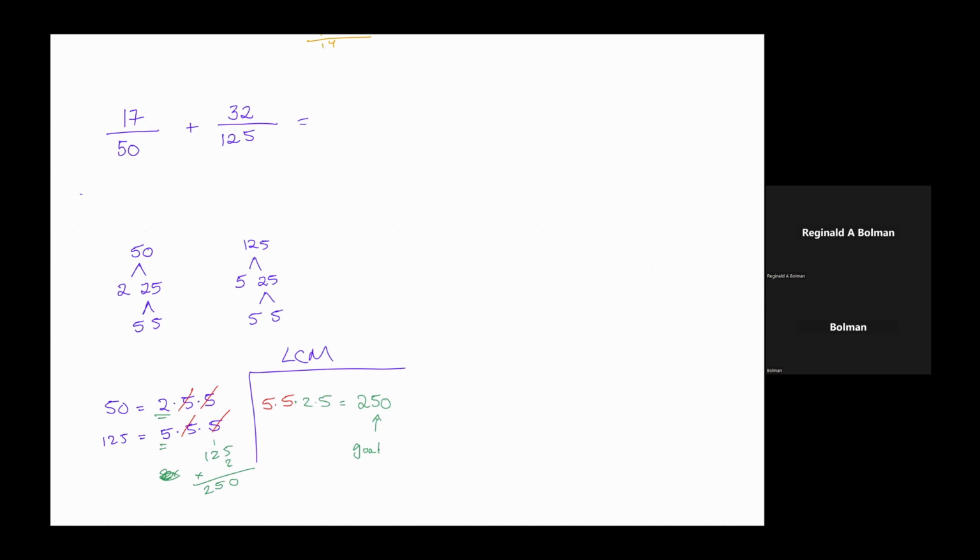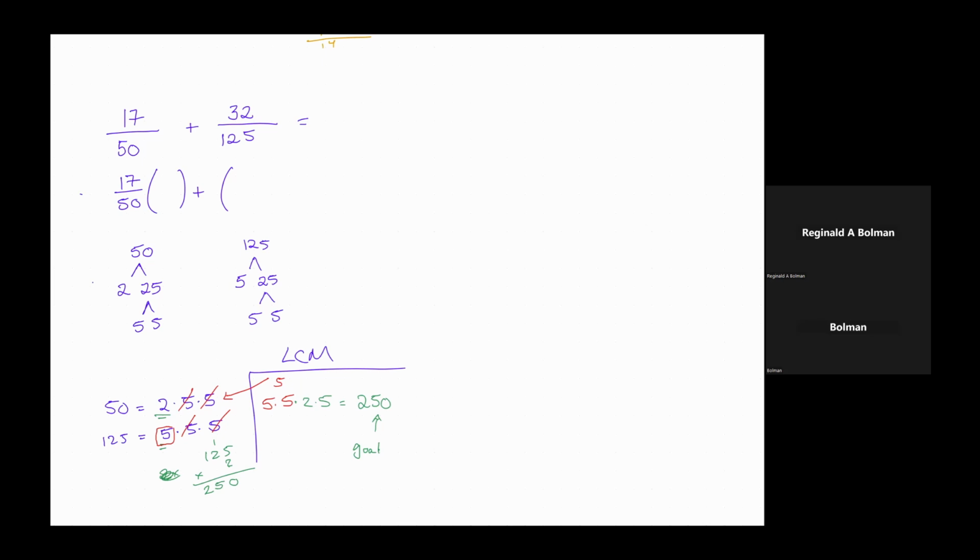So we're going to take our first fraction, which is 17 over 50. And what we're going to do is multiply this fraction very, very carefully by what's going to allow us to get to 250. This might at first seem a little bit challenging to guess. But in fact, you just have to look here at the second prime factor, where you see that what 50 is missing is a 5. It needs to have 5 multiplied by this row in order to get to that LCM of 250.